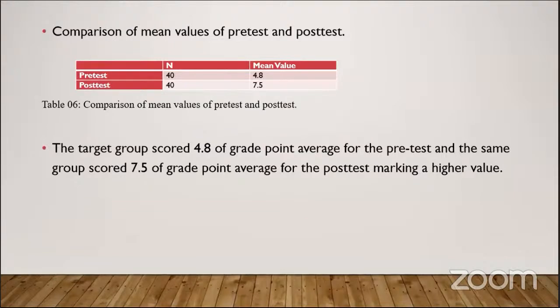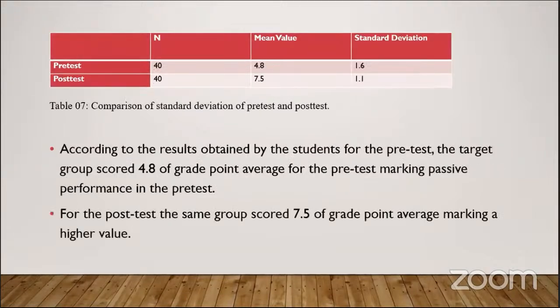Table 6 shows the comparison of mean values of pre-test and post-test. Through these results, it shows the target group scored 4.8 grade point average for the pre-test and the same group scored 7.5 grade point average for the post-test, marking a higher value. Table 7 illustrates the comparison of standard deviation of pre-test and post-test.